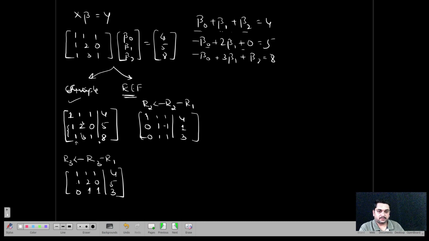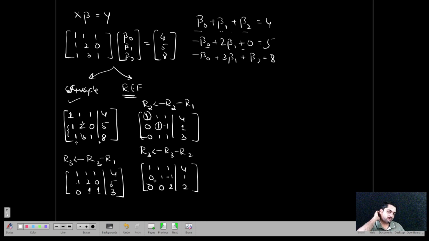So now this is acting as a pivot element. Now try to make this the pivot element, so you have to make this element 0. How will I make that? R3 is R3 minus R2. So this becomes 1, 1, 1, 4 and 1, 0, 1, minus 1. If you see here, 0 minus 0 is 0. This becomes 0. 1 minus minus 1 is 2. Then 3 minus 1 is 2. So now it's in the standard row echelon form.